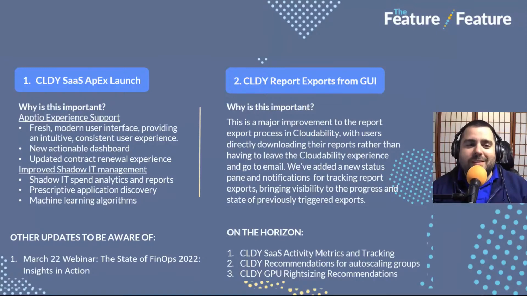With that same update for Cloudability SaaS, they're also rolling out improved shadow IT management, right? So there's going to be spend analytics and reports coming with that, prescriptive application discovery, and a few machine learning algorithms that are going to improve that experience as well.